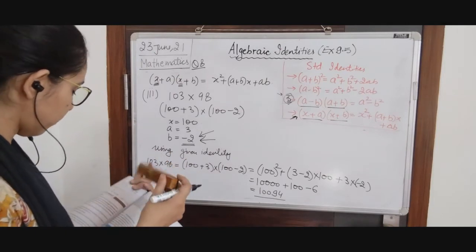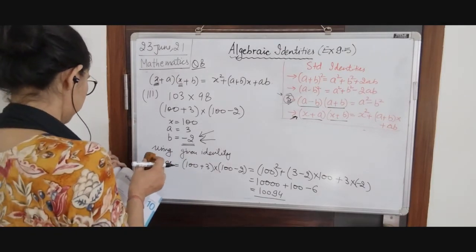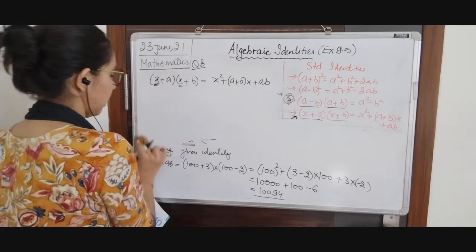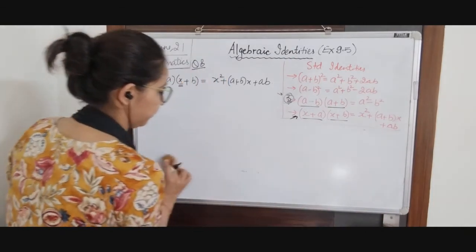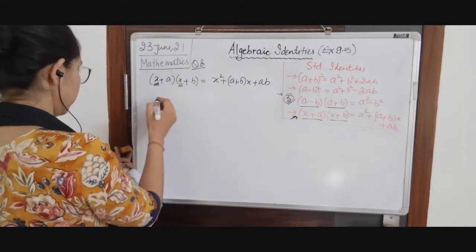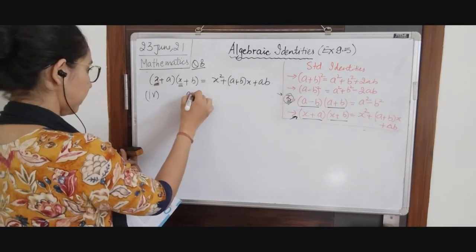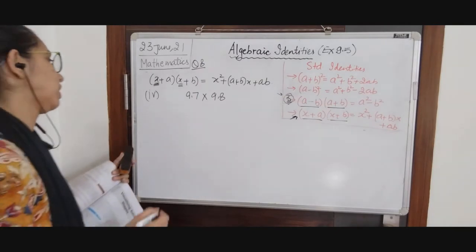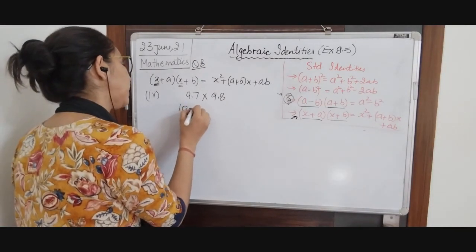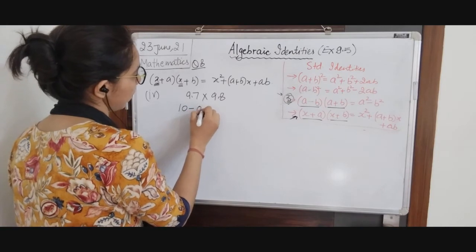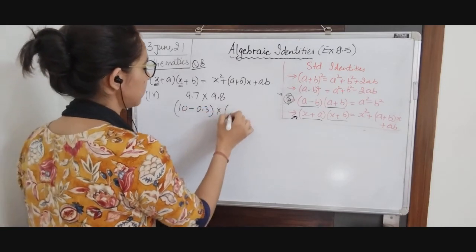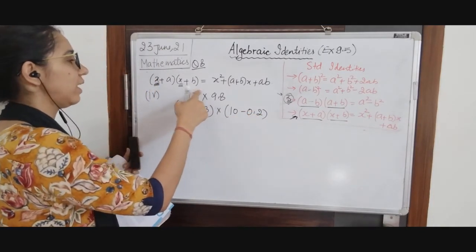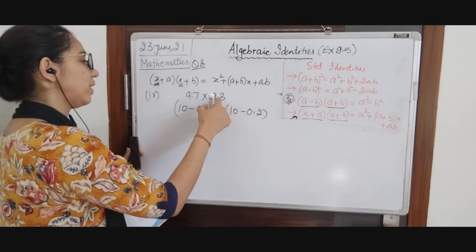Now we are going to do one decimal question. We can do either the first, second or fourth. I am going to do the fourth one. In the fourth one we have 9.7 into 9.8. Okay, what can I do with it? I can write it as 10 minus 0.3 and this one as 10 minus 0.2. Okay, it is 0.3 less than 10 and it is 0.2 less than 10. So I wrote them as this.